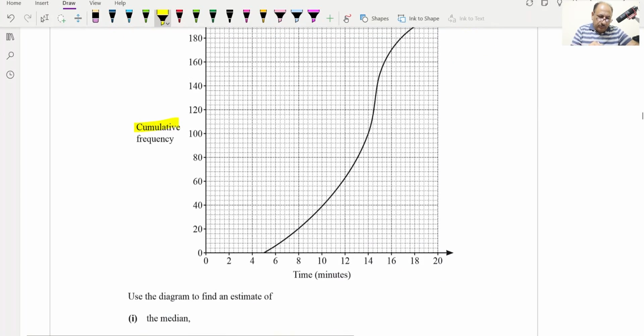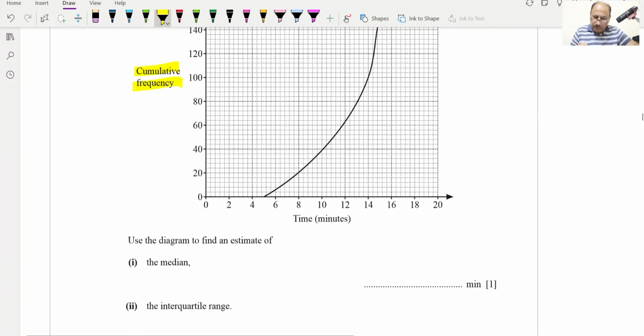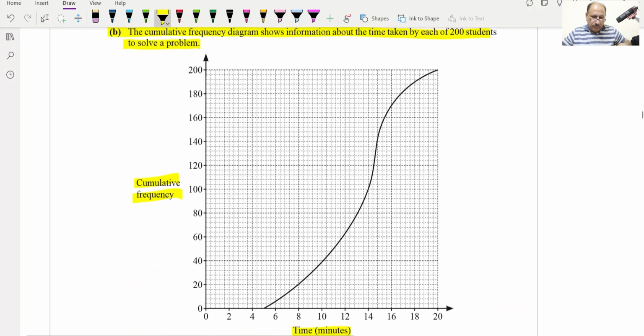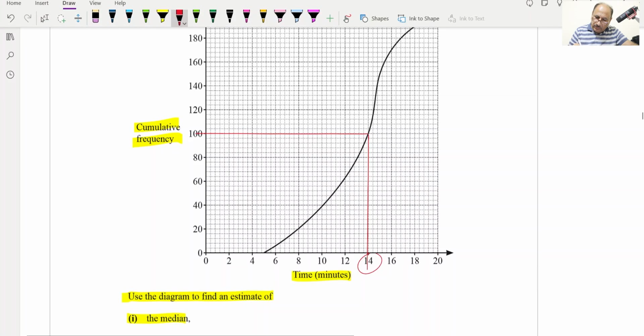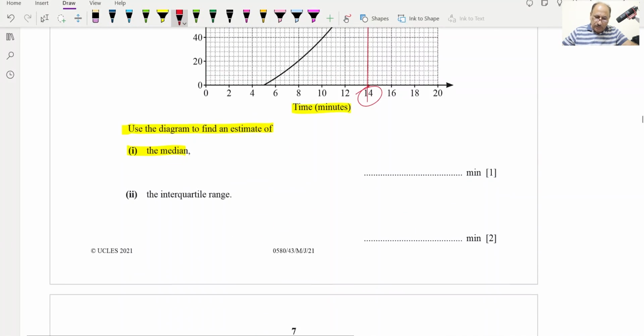So cumulative frequency this side and time in minutes this side. Use the diagram to find an estimate of the median. Median will be the middle value. Middle of 200 is 100, and on this side we can draw a line, and this reference is 14. We can provide the answer over here, which is 14.